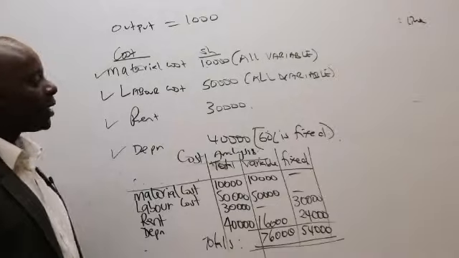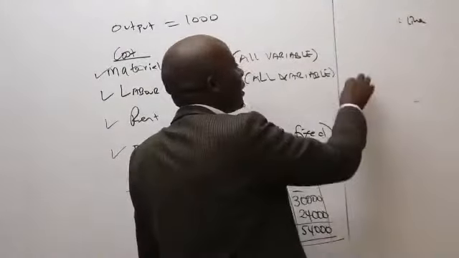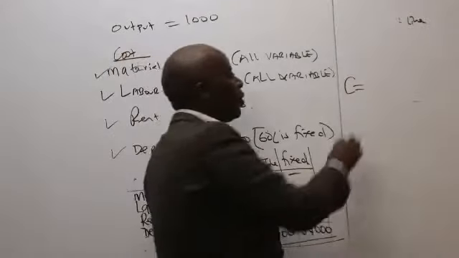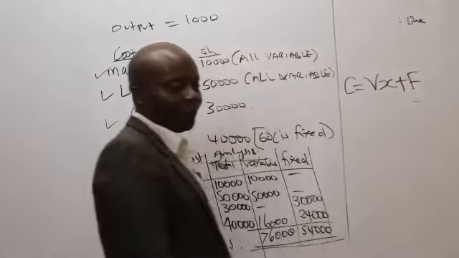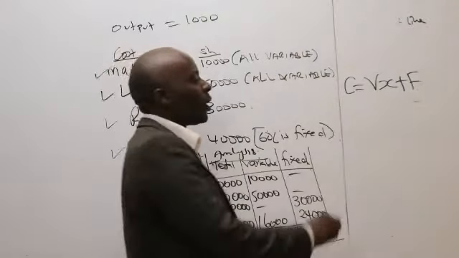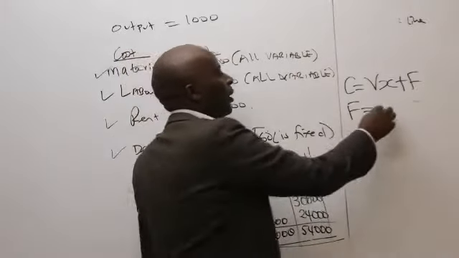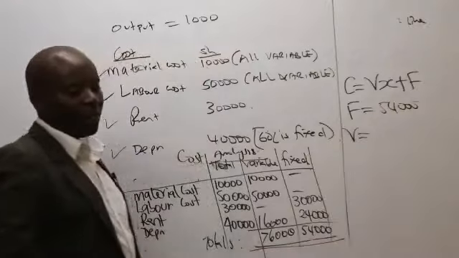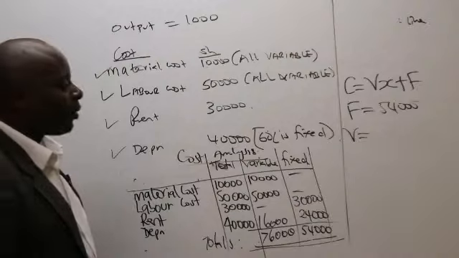Now, once I get that, ladies and gentlemen, the very first thing I'm supposed to remember is this fact that the account analysis method is supposed to generate equations of this form: C equals Vx plus F. I do not have a problem whatsoever with fixed cost. I know that the fixed costs here are 54,000. However, you have to be very careful with V, because V is variable cost per unit.